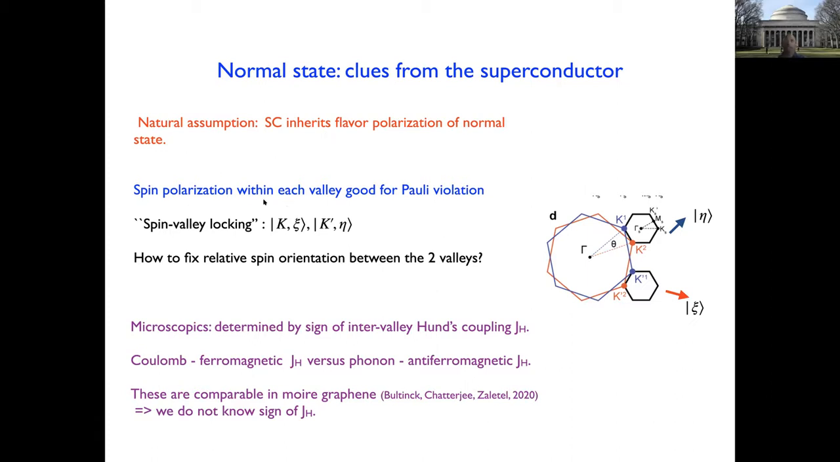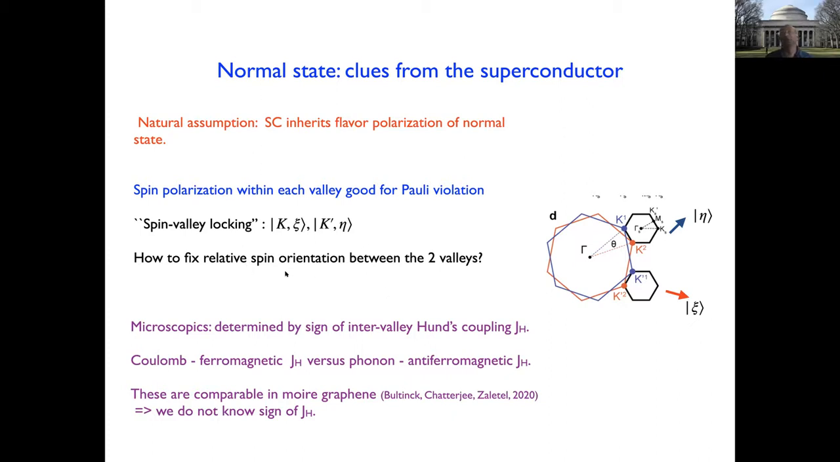Now, spin polarization within each valley is good for the Pauli violation that the experiments see. So we then clearly have to assume that the flavor polarization is such that within each valley, the spin is polarized. But a priori, we know nothing about the relative orientation of the spins in the two valleys. So spins in the two valleys could point in completely different directions, even though within a single valley, all the spins are fully polarized.